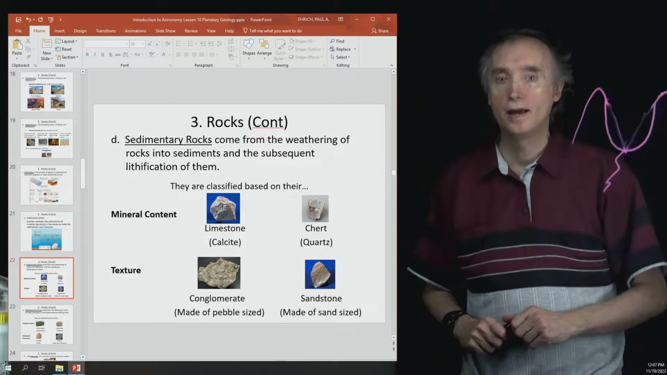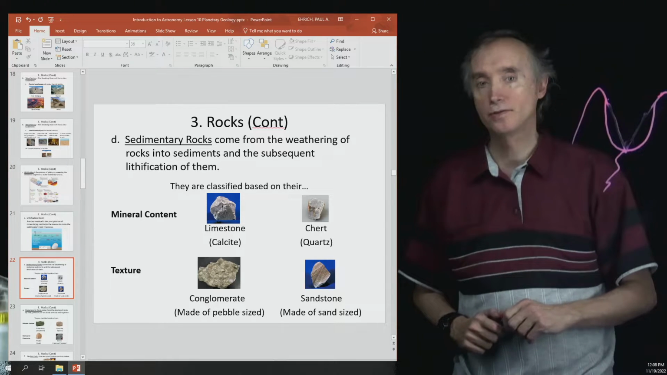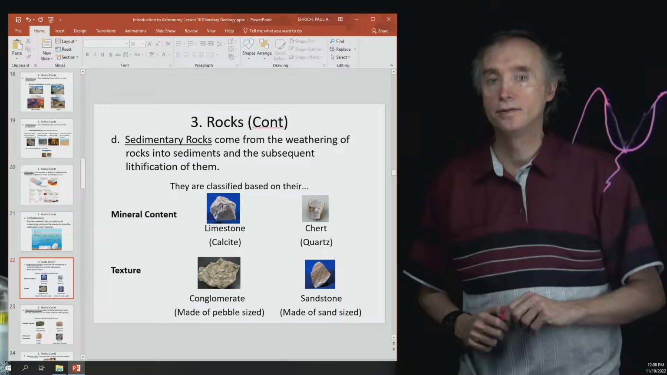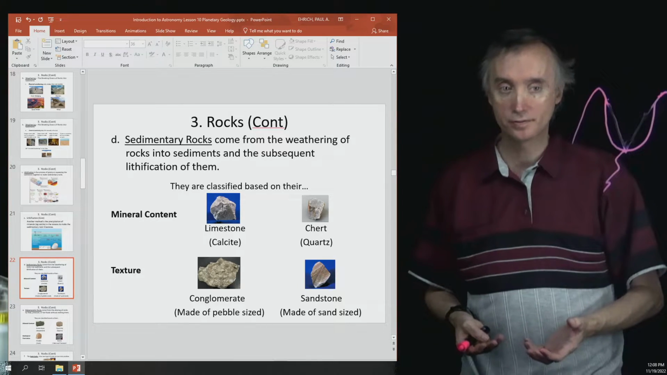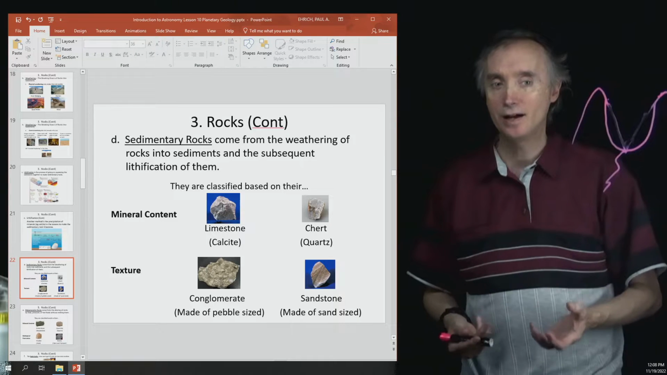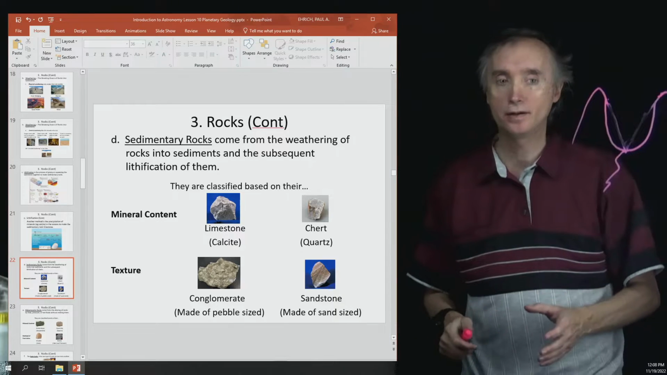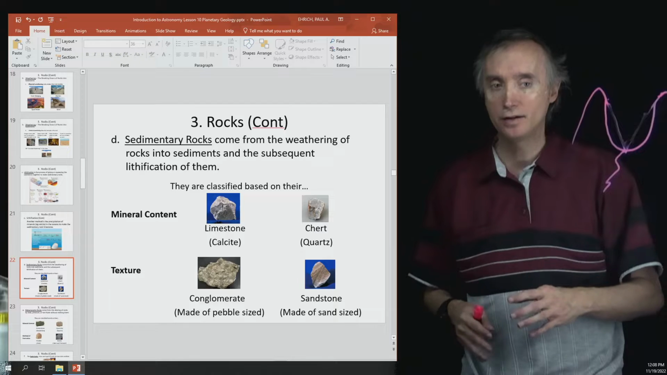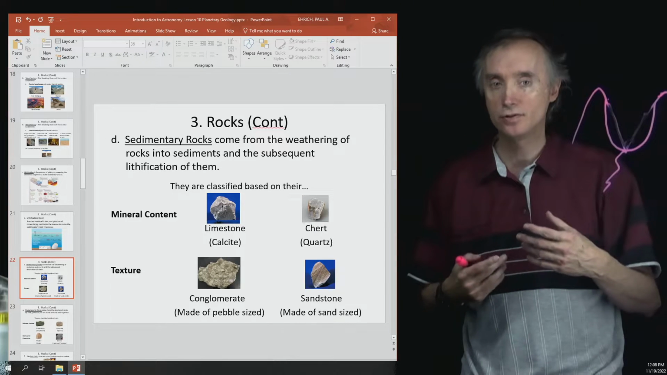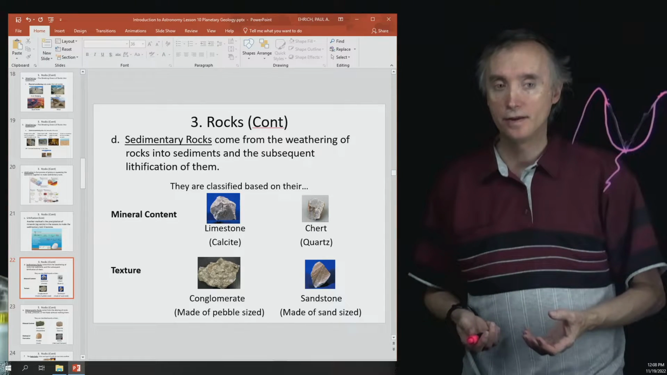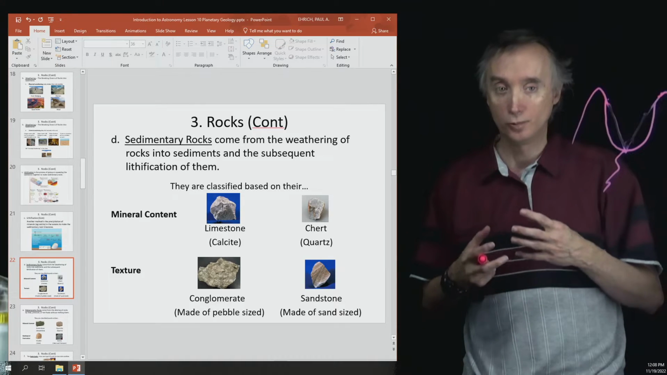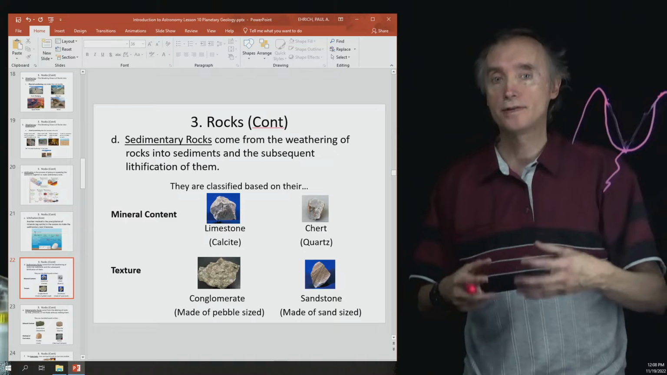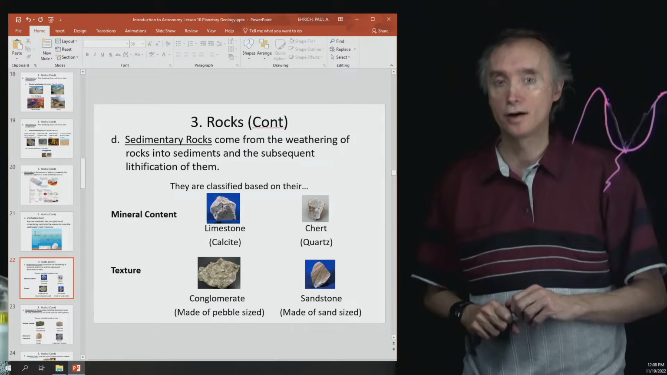Okay, I'm back, and now we want to talk about sedimentary rocks. And we said that a sedimentary rock comes from sediments. So when you take any kind of a rock, it doesn't have to be igneous, and you subject it to weathering, and then you glue the pieces back together again, we lithify them, then that's going to be a sedimentary rock.